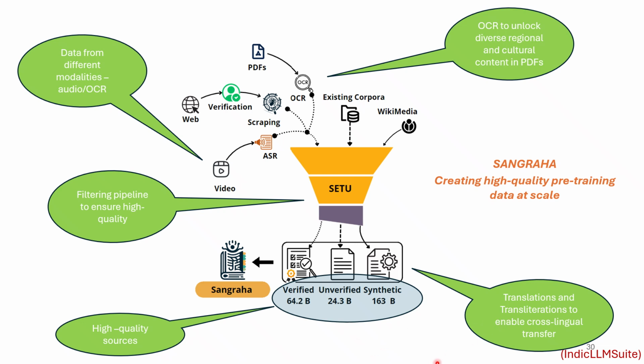And finally, to ensure cross-lingual alignment, synthetic sources are created. Here a subset of this, mostly Wikipedia pages, has been translated from English to major Indian languages. Not all the 22, but about 14 languages where the translation quality is good enough. And then they have been transliterated using transliteration engines into Roman script. So these are available for research into how translations or transliterations can improve cross-lingual transfer.